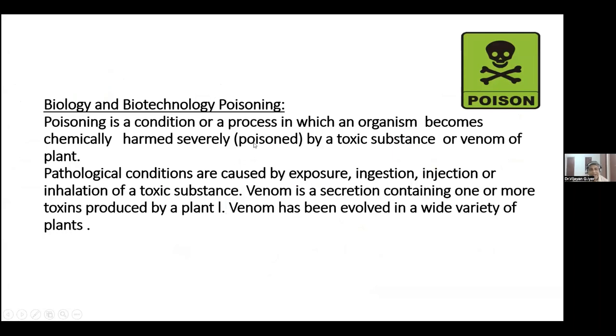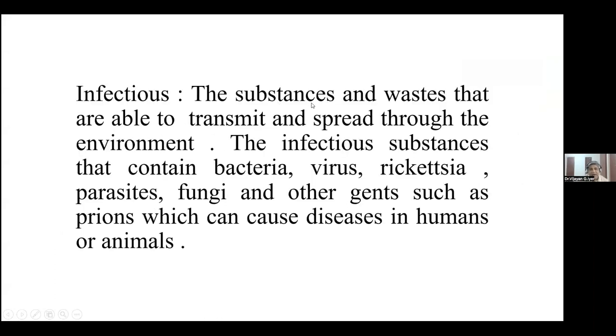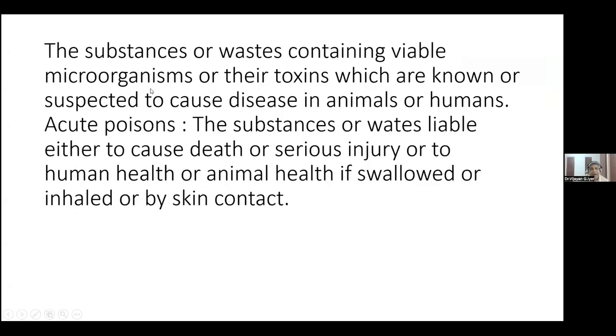So biology and biotechnology poisoning, how this condition takes place, and venom of the plant, pathological conditions and infection, and substance and waste that are able to transmit and spread infectious disease and non-infectious disease, and substance or waste containing viable microorganisms or toxins. As we have seen the Monod kinetics in the previous graph, as long as the substrate is utilized, the microorganisms go on developing and have the poisoning effect, acute poisoning and chronic poisoning.